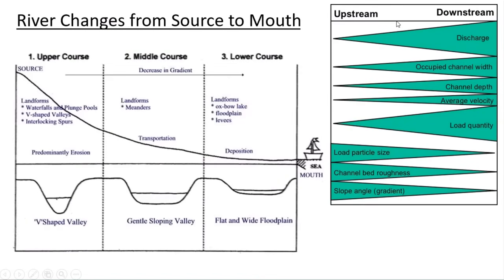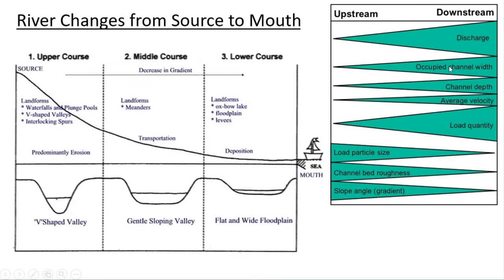So the changes are really summarised nicely by this. This is the Bradshaw model. Now, the Bradshaw model just shows you, this would be upstream means the source and this means the mouth, and it shows you by the shape of the triangle whether the thing is increasing or decreasing. So discharge, the amount of water in the river, is increasing quite a lot as the river goes downstream. All the little extra tributaries add to it.